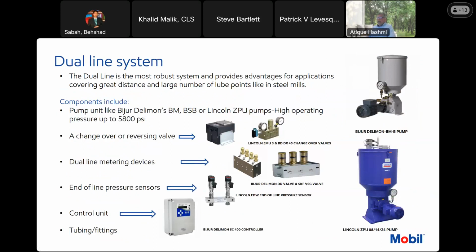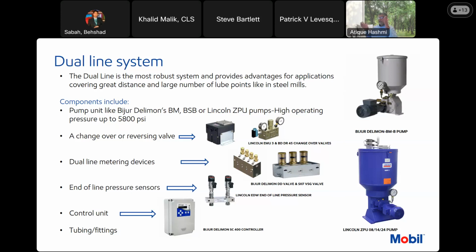Dual line systems. The dual line system is the most robust system and provides advantages in applications covering great distances and a large number of lube points, like in steel mills. The main purpose of dual line systems is, for example, if you have 1,000 lubrication points in a steel mill, walking beam furnaces, or large facilities, you would see an extremely high number of lubrication points.